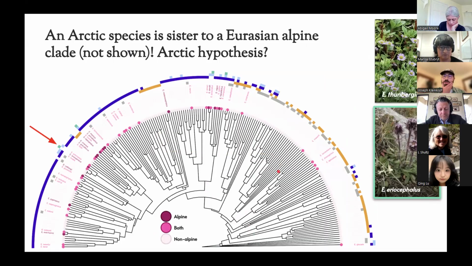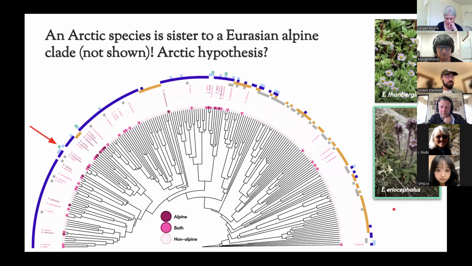But if we look at the Eurasian Alpine taxa, which I'm not including in this tree, they all come out next to this Arctic taxon, Erigeron eriocephalus. And so perhaps the Eurasian Alpine taxa are all descendants of this Arctic taxon. So that would be evidence for the Arctic hypothesis in Eurasia.